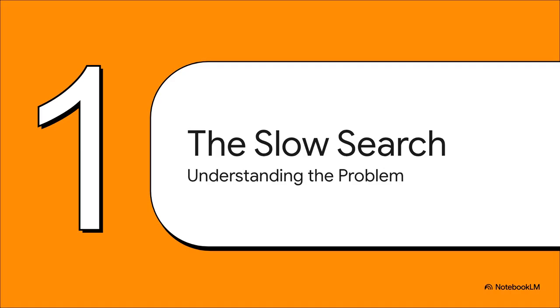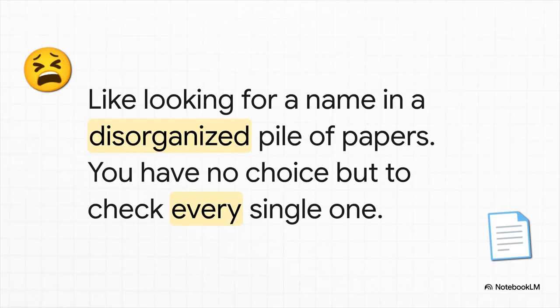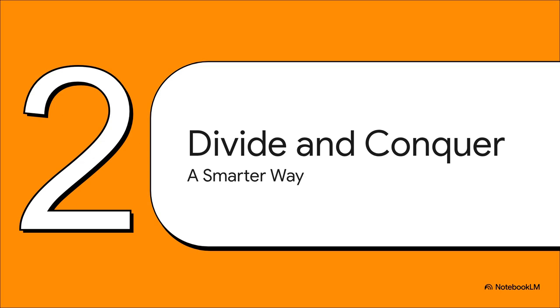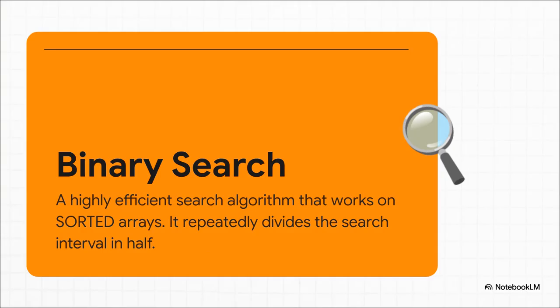So, to really appreciate just how brilliant our hero is, we gotta first look at the slow, painful way of doing things. Linear search is pretty much exactly what it sounds like. It's like looking for a specific name in a giant, disorganized pile of papers. You don't have a system, you don't have a strategy, so you've got no choice but to pick up each paper one by one until you find it. And if you have 1 billion papers, yeah, that could take a while. Okay, so there has to be a better way, right? Of course there is. And it's all built on this incredibly powerful idea called divide and conquer. And that brings us to binary search.